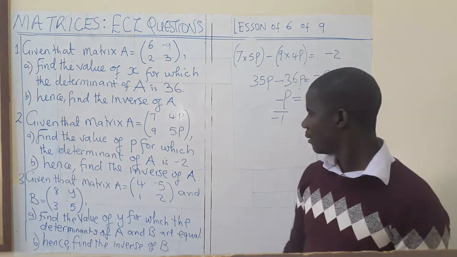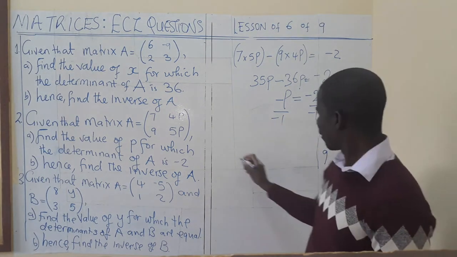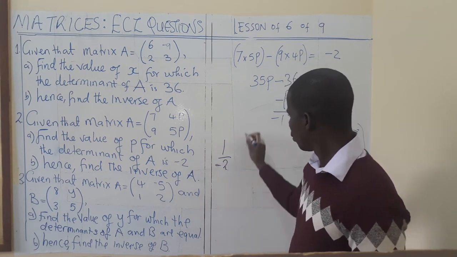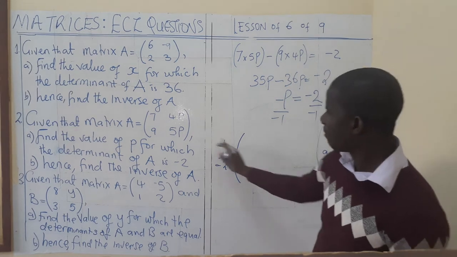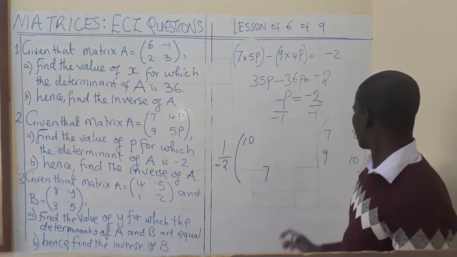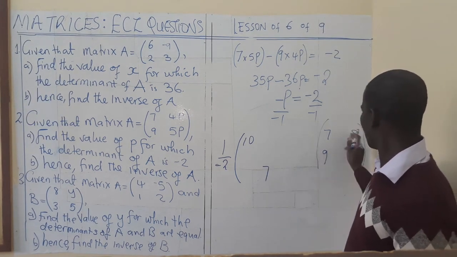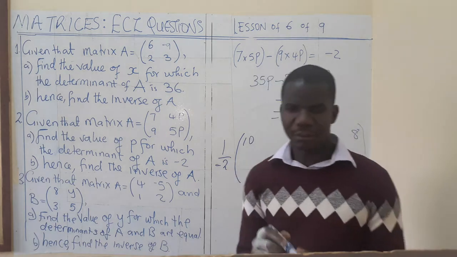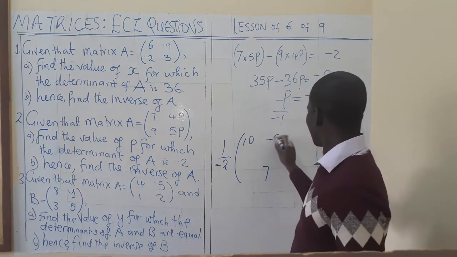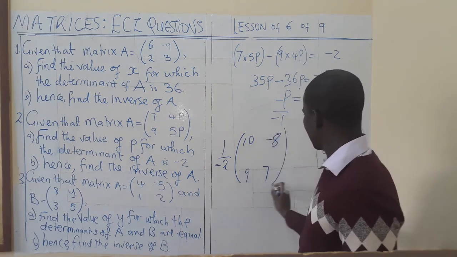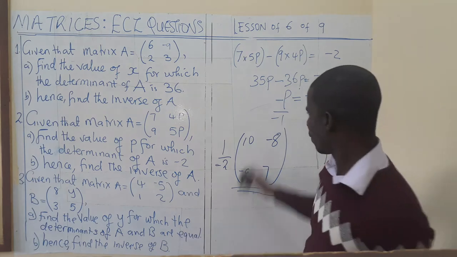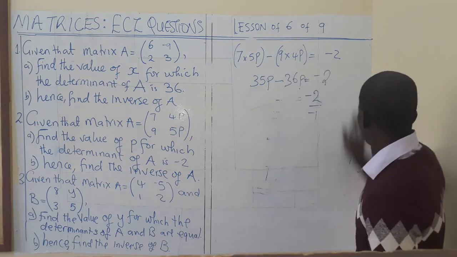So to find the inverse, we are going to say 1 over the determinant, which is negative 2. Here we write the adjoint. Remember I said this one and this one, they will swap. So 10 will be here, 7 will be this one. Then these 2 will change their signs. So we're going to have negative 8 and negative 9. This is what is going to be our answer. Alright, so we go to the last one.